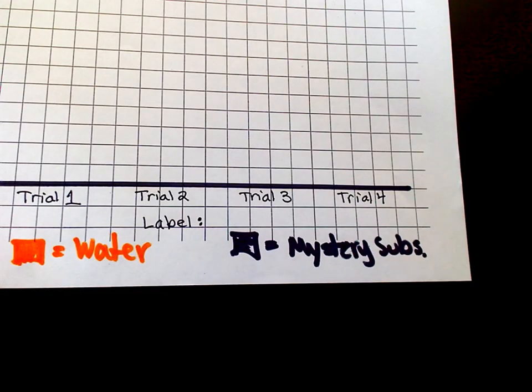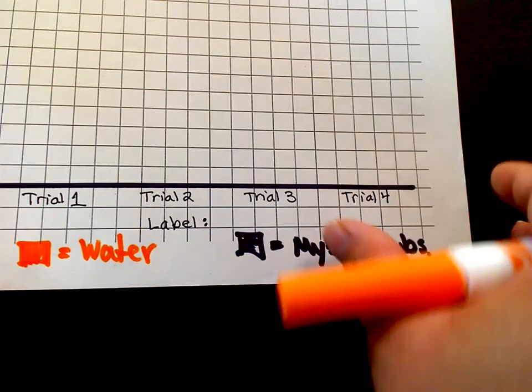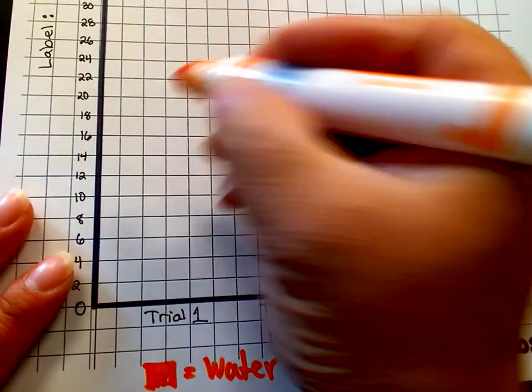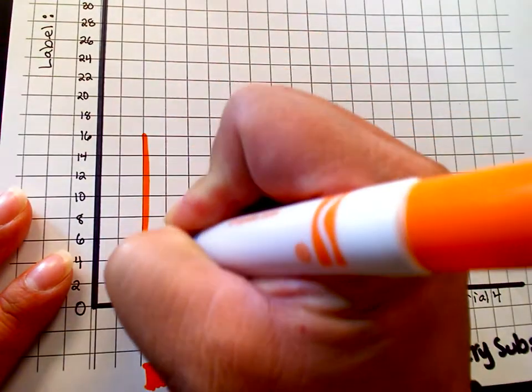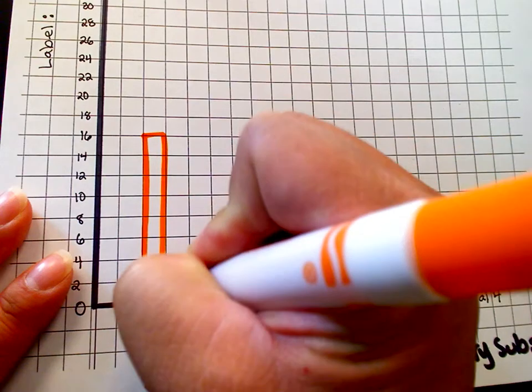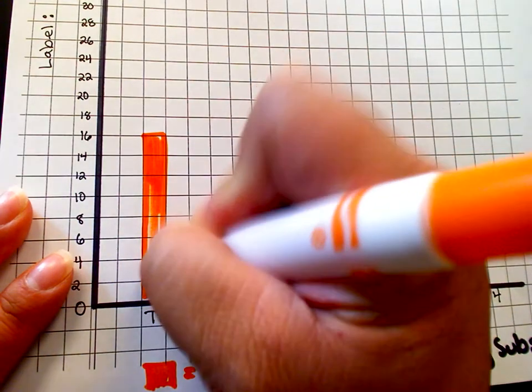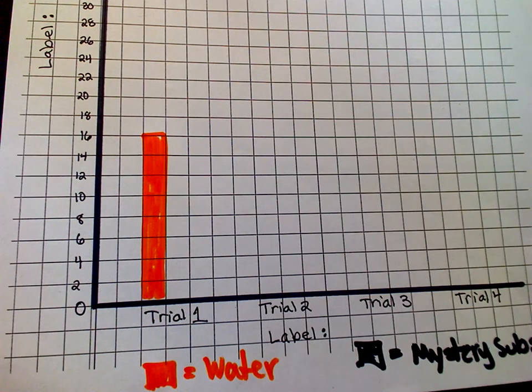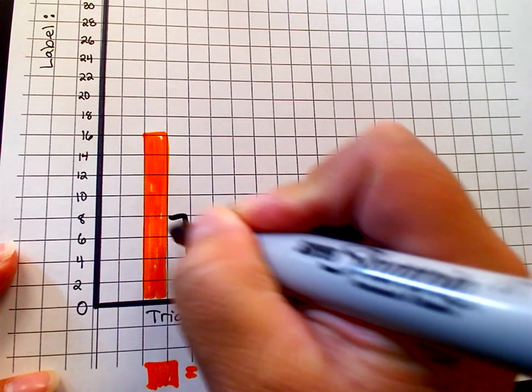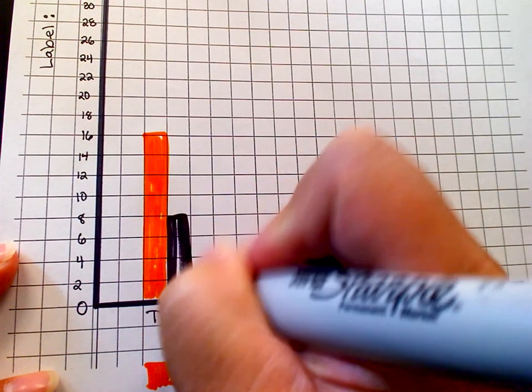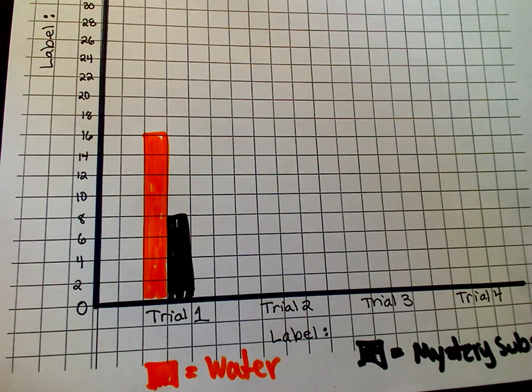So now let's say, for trial 1, I got 16 drops of water. So I'm going to color all the way up to the 16 with water. Color that in. And then maybe for the mystery substance, I only got 8. Color that in. There you go. Now all I have to do is my other 3 trials.